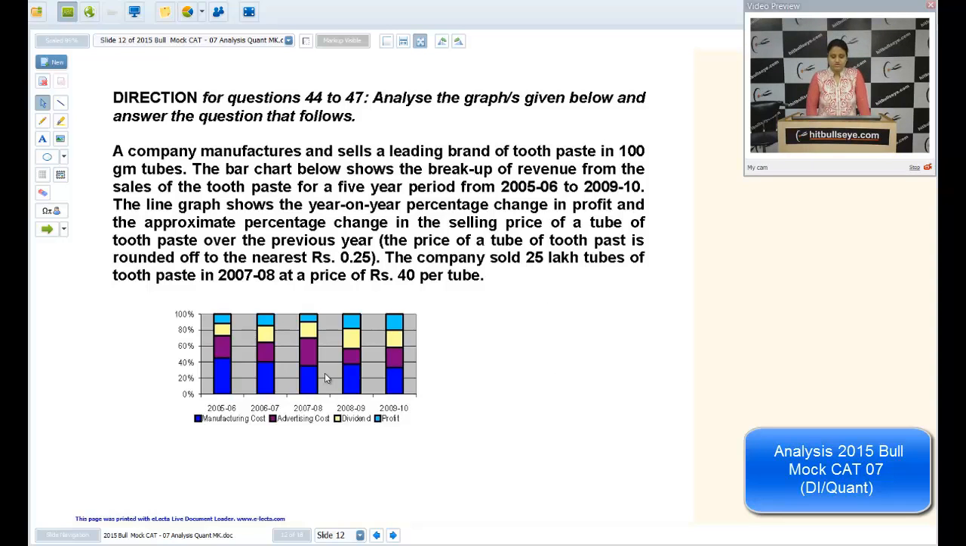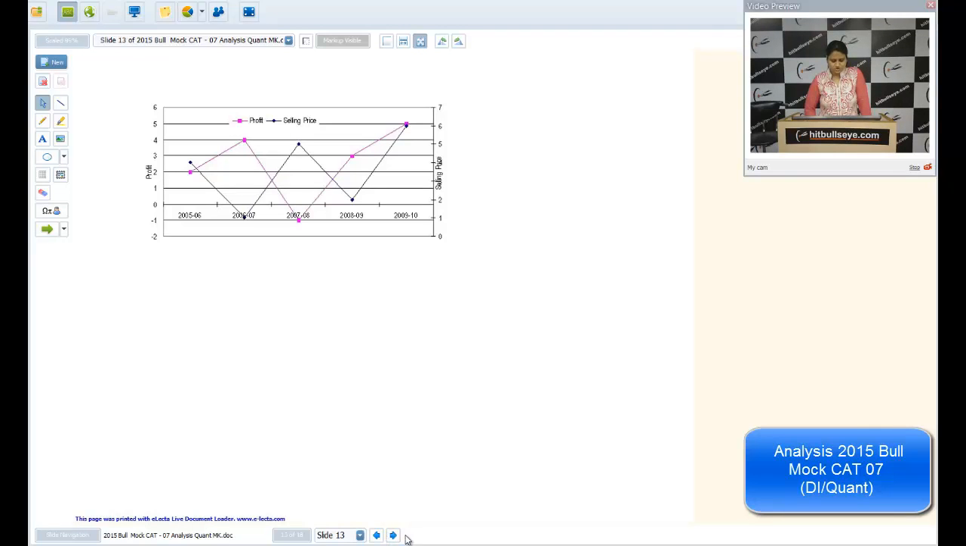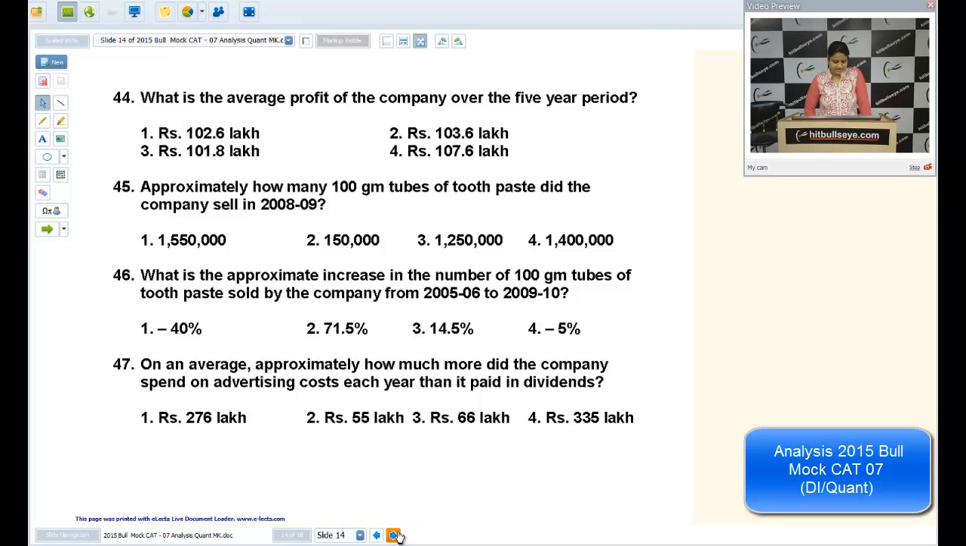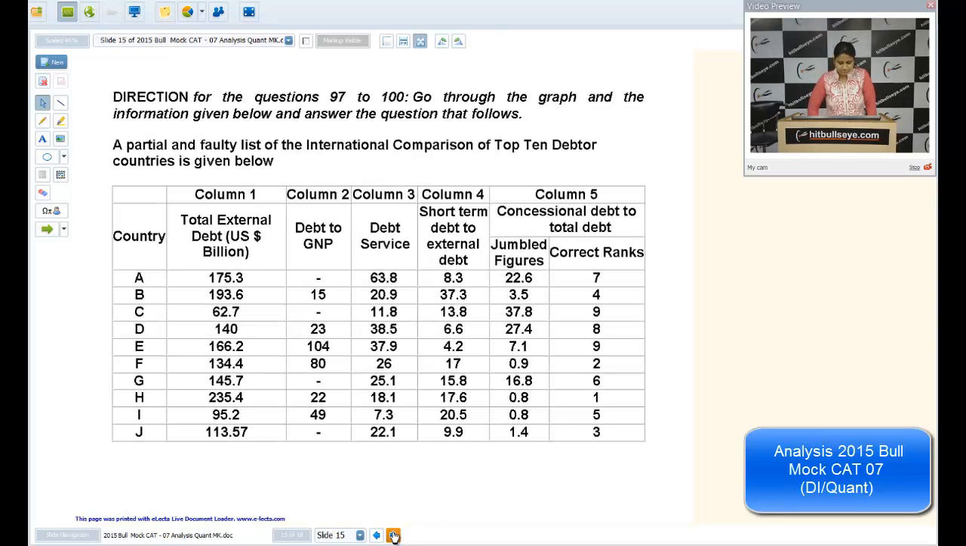There was not a difficult concept. Actually, calculation was difficult. It was a calculation based set only. Any problem in this? Not the conceptual problem. I think you can manage it. Okay, I'm leaving this. Okay, now this set was really difficult. And you can see these are the last 4 questions. Okay, any problem in this?